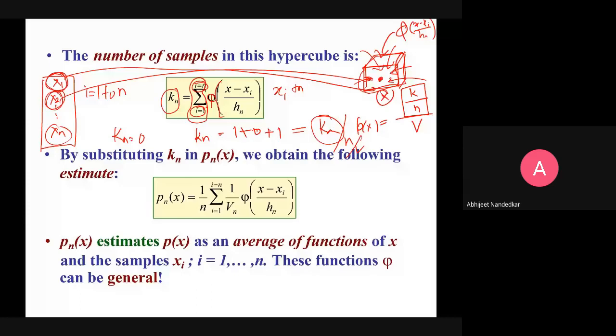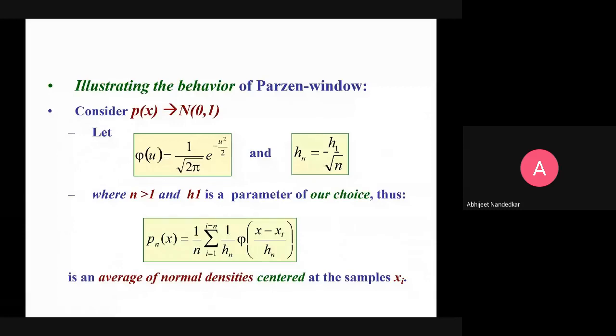Now this kn, I hope you have understood, is counting how many samples are falling in my box. Once I do that, I can find out this Pnx, that is probability of x, by dividing by volume and n. So that we have seen already. So this is the way of using Parzen window.